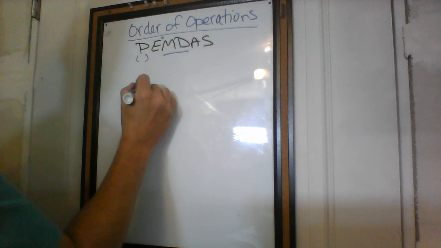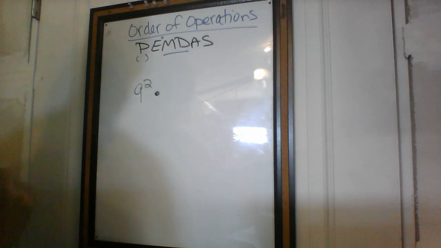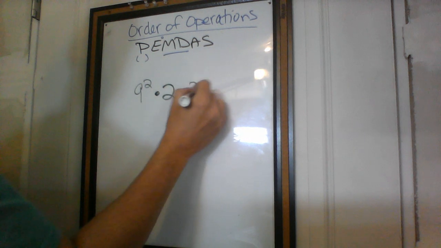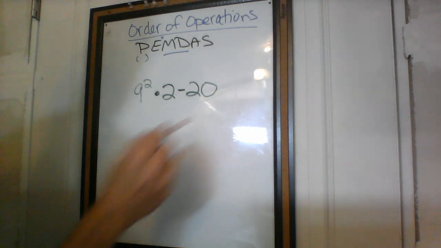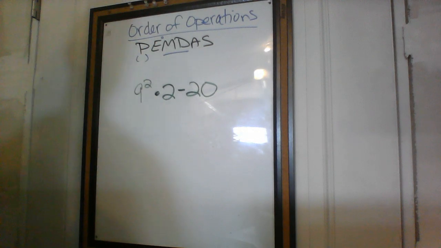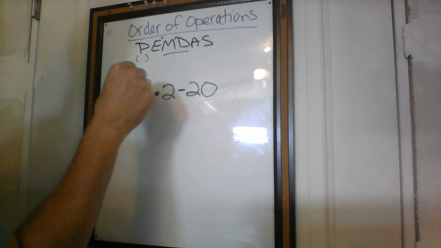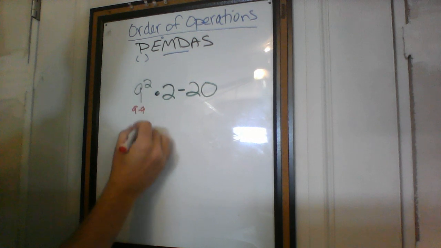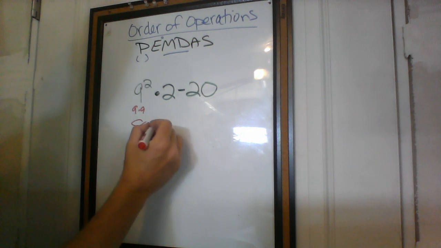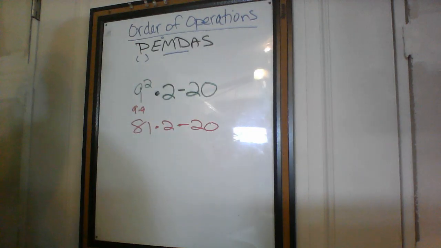Let's move on to a little bit more complicated. We're going to do 9 squared. We are going to multiply that by 2, and we are going to subtract 20. So as we go through our process, are there any parentheses? No. Are there exponents? Yes. 9 squared. Remember, 9 squared is simply 9 times 9. So we have 81. So now our new problem is 81 times 2 minus 20.